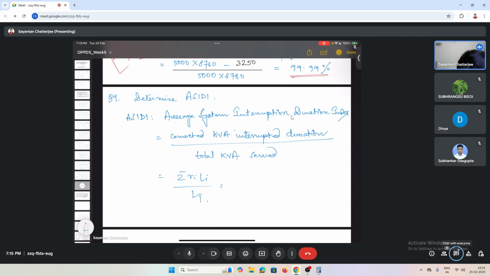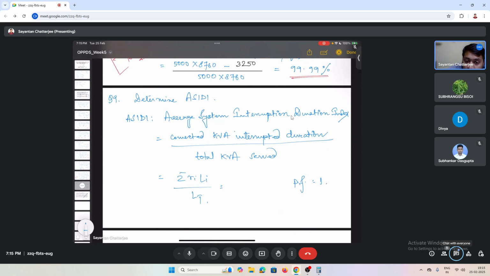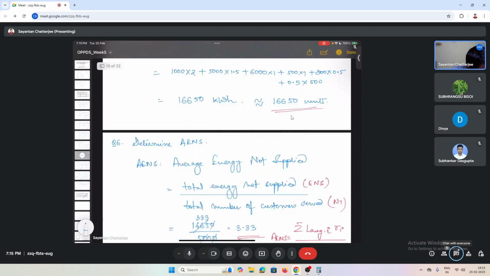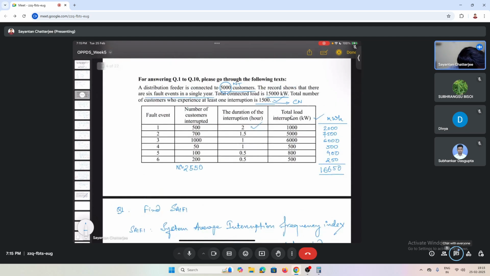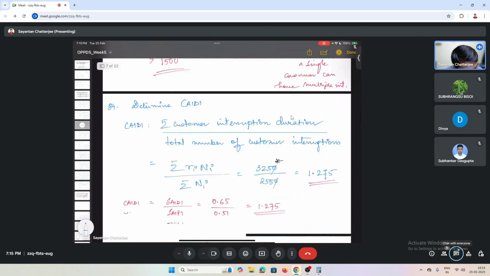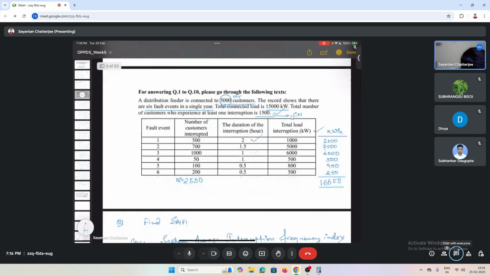Since we don't have the power factor, considering the power factor to be 1, total kVA interrupted duration, okay, so total load interrupted and the duration. So Ri into load. That means the value we have obtained in this energy column. So it will be 16,650 divided by total load kVA. It is total connected load.